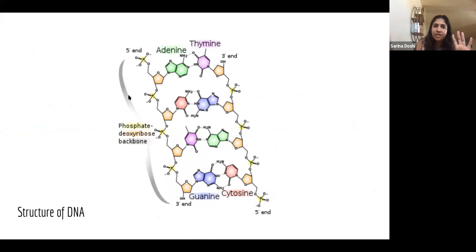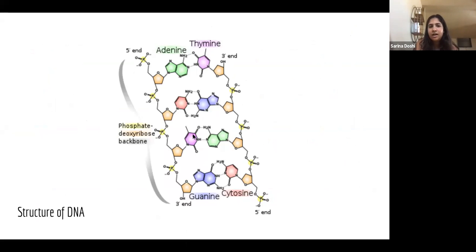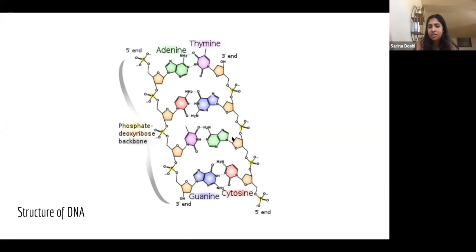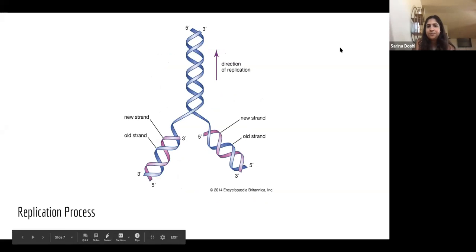And so this version is called 3 to 5 because you have the phosphate group at the top here. And this is 5 to 3 because you have the OH at the top and the phosphate group at the bottom. But yeah, okay.